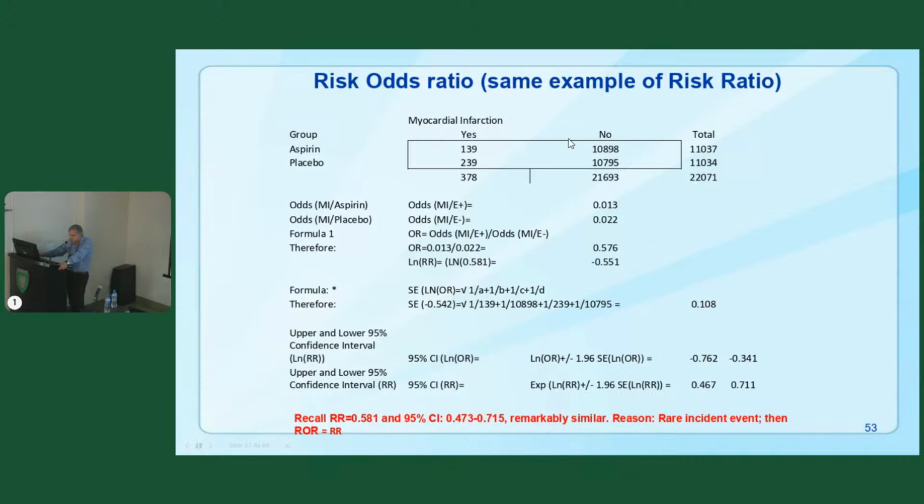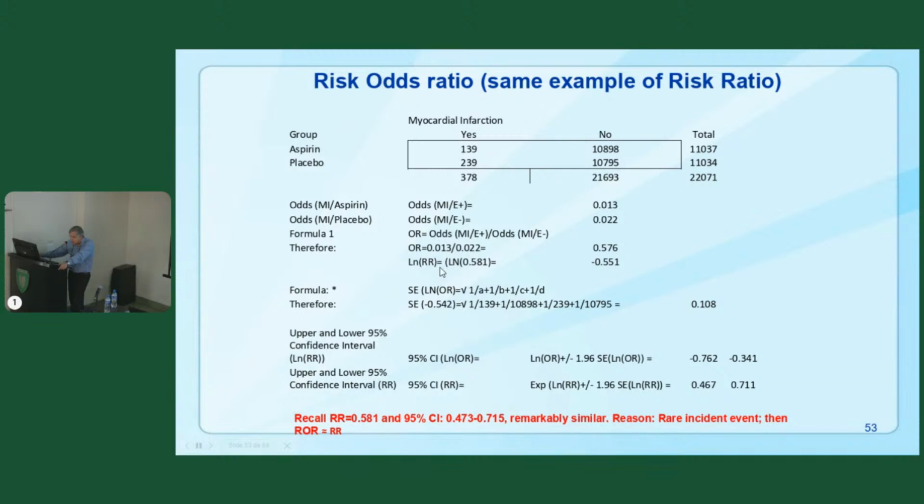Here's an example. I have a large number of people being followed up, and the event is rare, 378 myocardial infarction out of 20,000 people, more or less. So the odds of a myocardial infarction among the aspirin user group is 139 divided by 11,037. The odds of MI placebo is this much here. It's like the risk, okay?